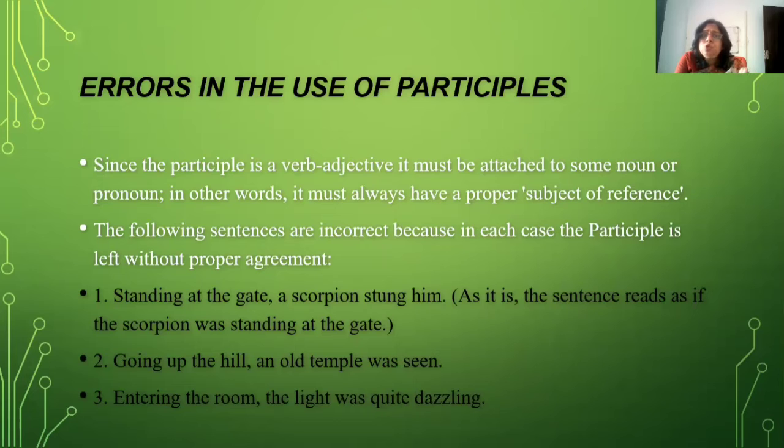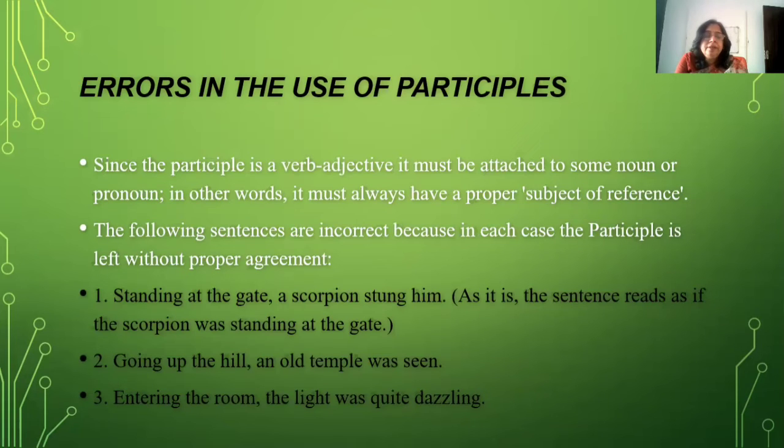Now, errors in the use of participles. When we are using participles, it may arise that many times we may commit some errors. What are they? We need to understand. Since the participle is a verbal adjective, it must be attached to some noun or pronoun. In other words, it must always have a proper subject of reference. The following sentences are incorrect because in each case, the participle is left without a proper subject. Let us see.